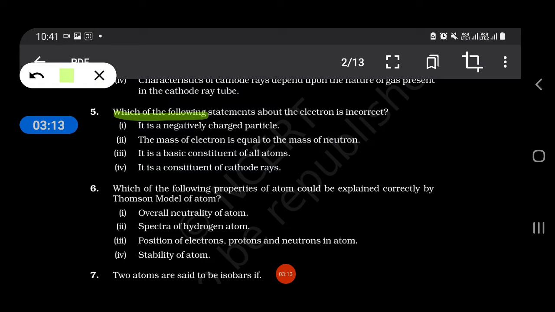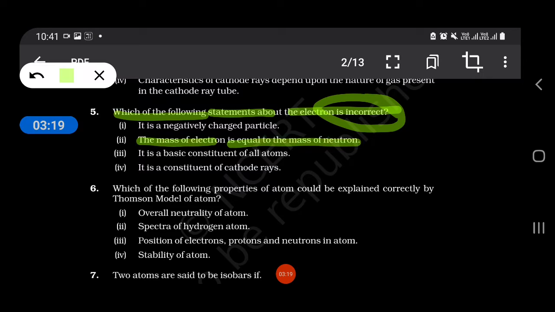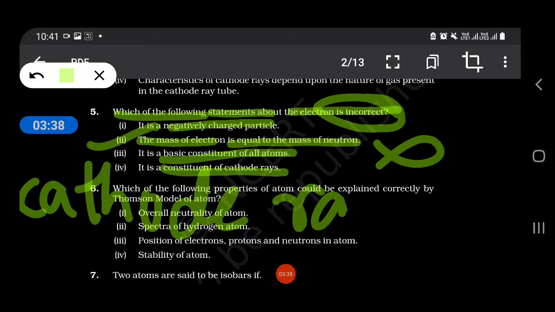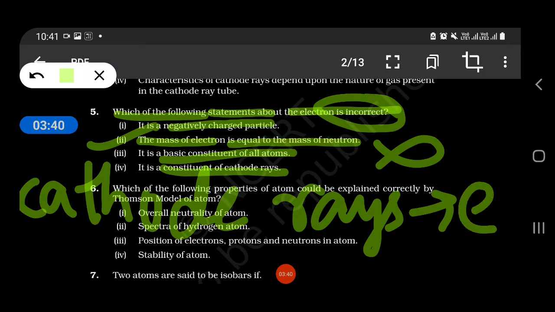Which of the following statements about the electron is incorrect? So our answer is 2. The mass of electron is equal to mass of neutron. No, it is not correct. Electron is a negatively charged particle. Yes, the basic constituent of all atoms, it constitutes cathode rays. Cathode rays are formed by electrons. Cathode rays are electrons.